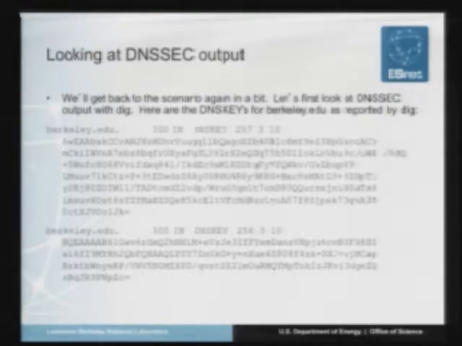In this particular case, I've queried for the DNS keys of Berkeley EDU. These are the keys that are used to sign the zone. Now what we see here are the public keys. When you sign a DNSSEC zone, you're actually using your private key to do the signing. The public keys are available to other servers to look at so they can decrypt the hash and then match it against the hash that they compute to make sure that the signatures match.